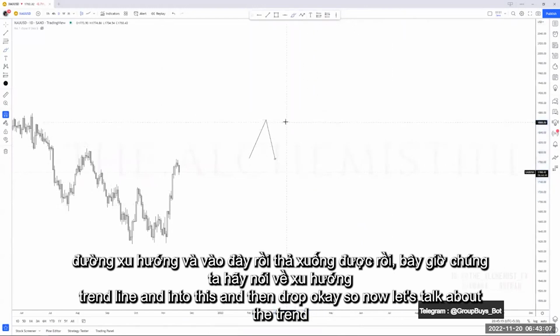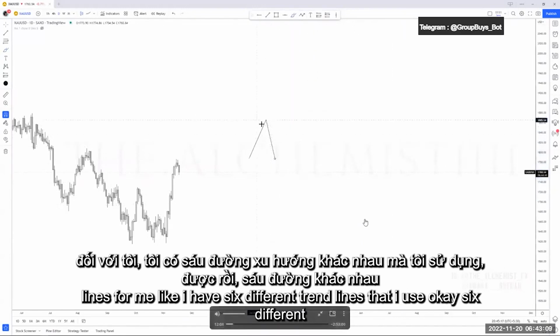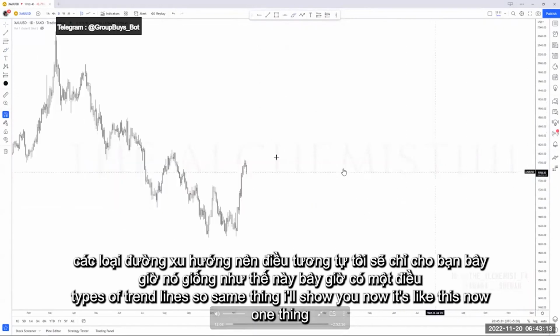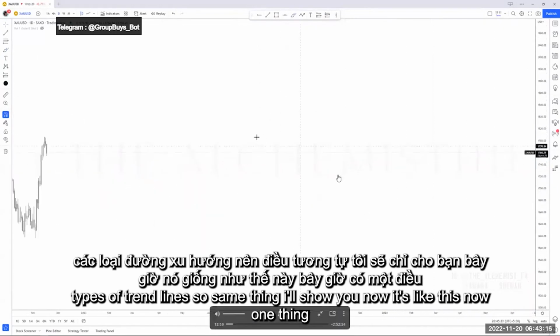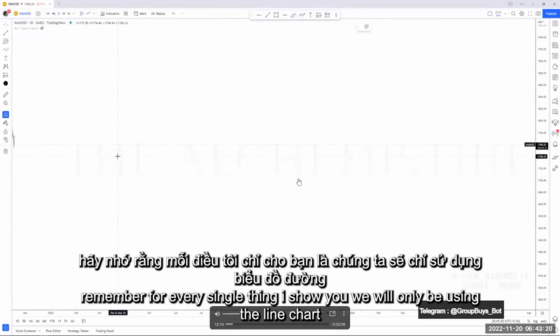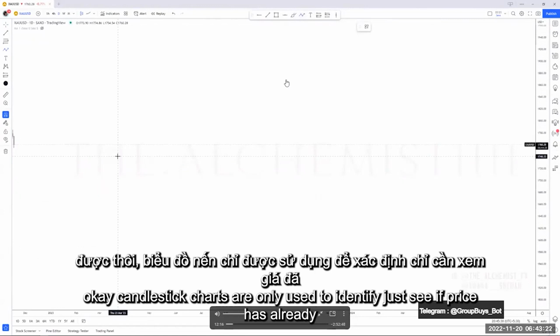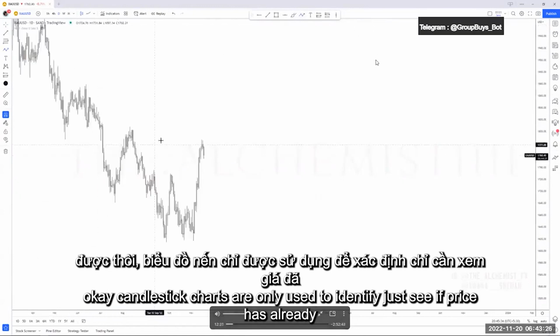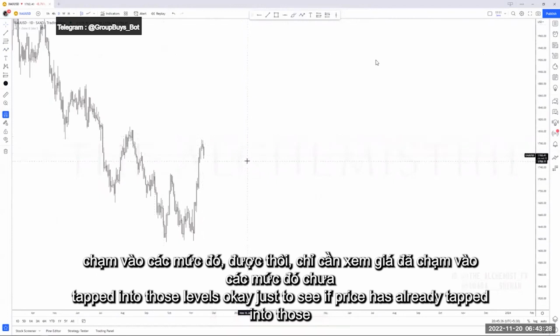Okay, so now let's talk about the trend line. For me, I have 6 different types of trend lines that I use. Same thing, I'll show you. Now one thing, remember, for every single thing I show you, we will only be using the line chart. Candlestick charts are only used to see if price has already tapped into those levels.